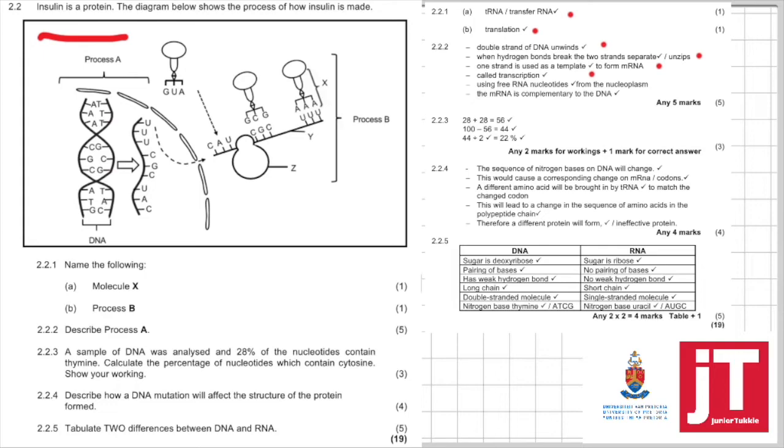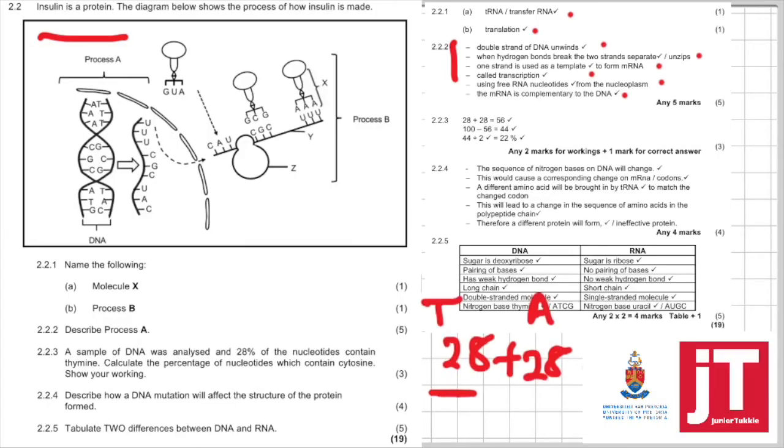This is called transcription. Using free RNA nucleotides from the nucleoplasm, the mRNA is complementary to the DNA. This you will get in the exam guidelines. Right, 2.2.3. A sample of DNA was analyzed and 28% of the nucleotides contain thymine. Calculate the percentage of nucleotides which contain cytosine and show all your working.